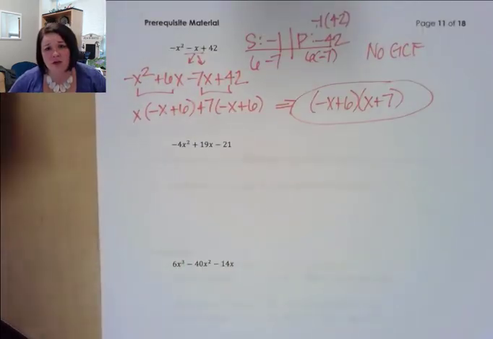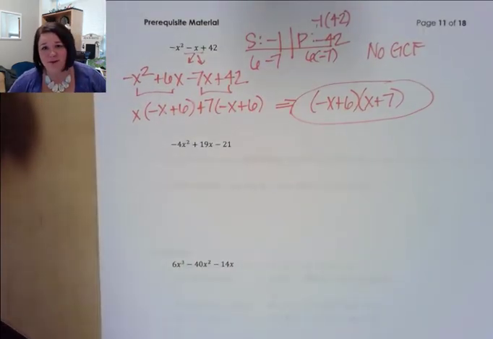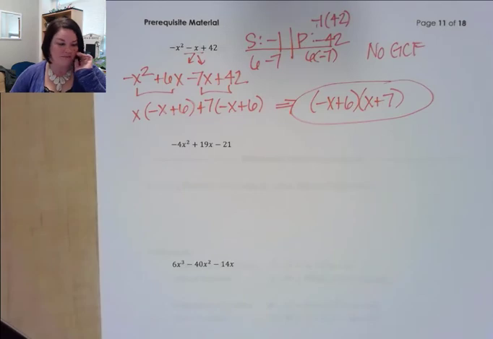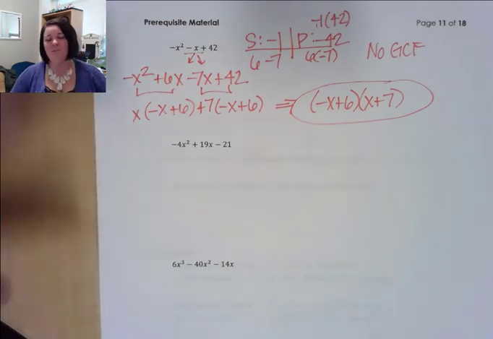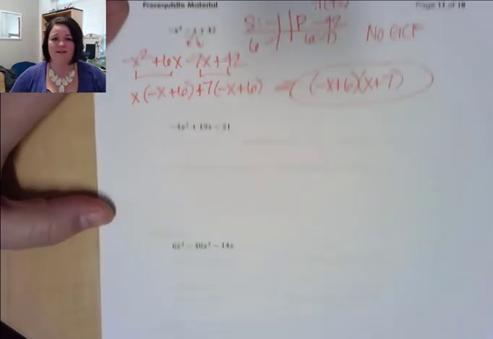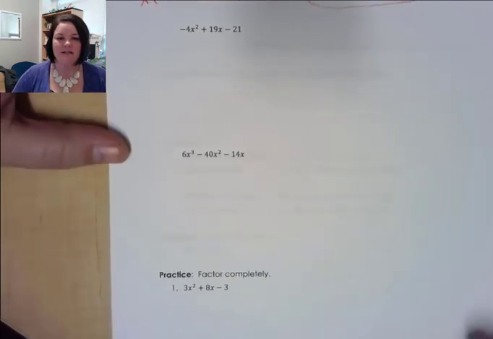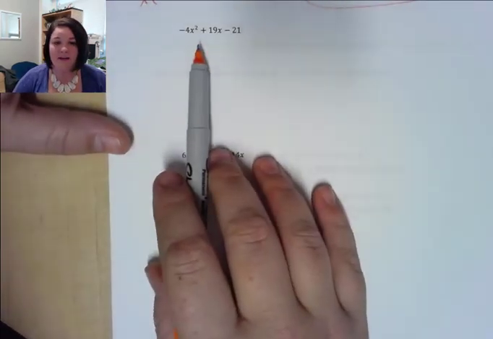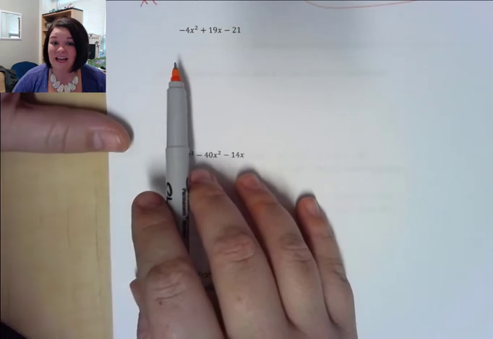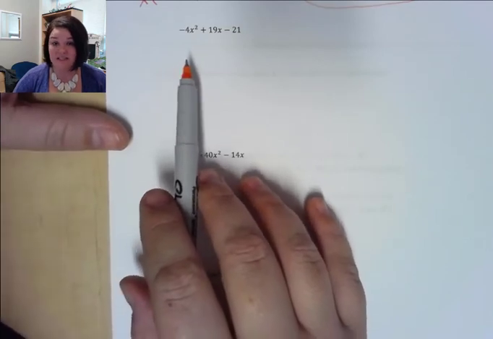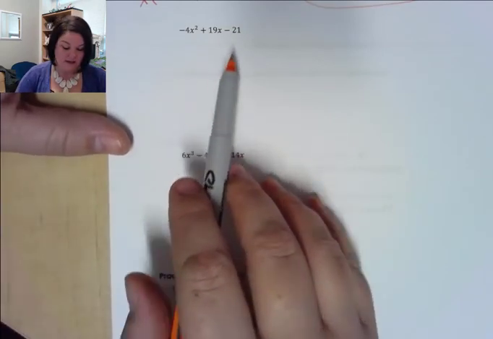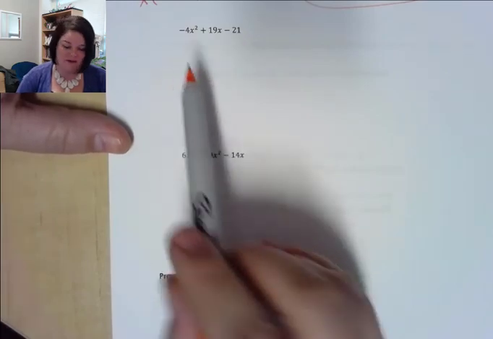If you feel like you're good on the process, you can go ahead and skip forward to the practice problems. But I want to show you a couple more if you just need a little extra practice, okay? All right, so let's look at this one. We look for greatest common factor, and this one, unlike the others, has bigger numbers, right? So don't be scared with bigger numbers, same process. So 4, 19, and 21 have nothing in common.